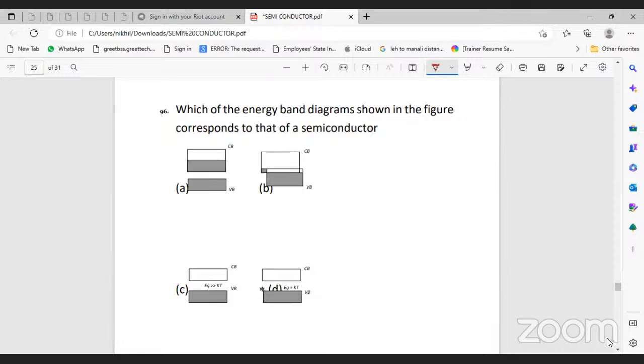Which of the energy band diagrams shown corresponds to a semiconductor? This overlap is not possible. This is also not possible because it is not completely filled. And maybe this is correct because the energy gap is more than the Boltzmann constant times T. Option C.